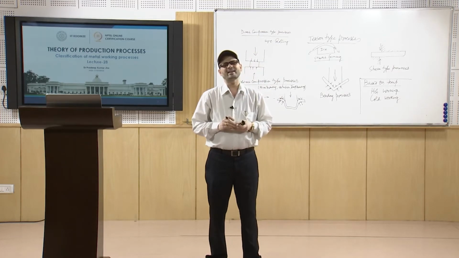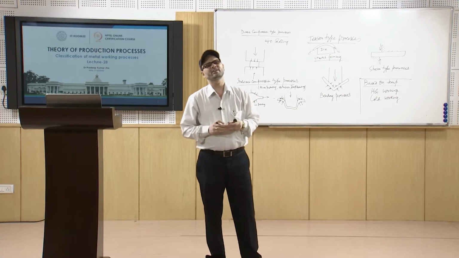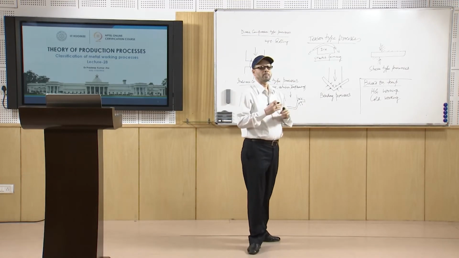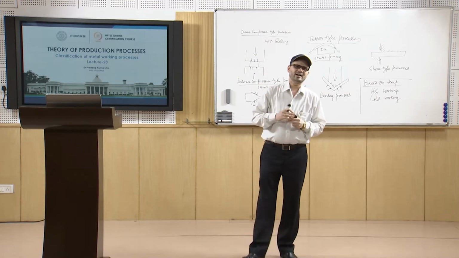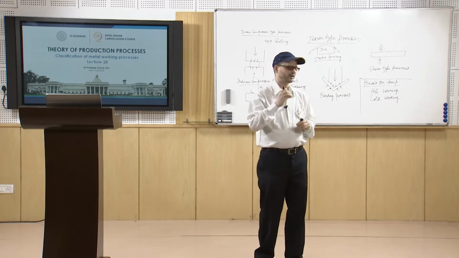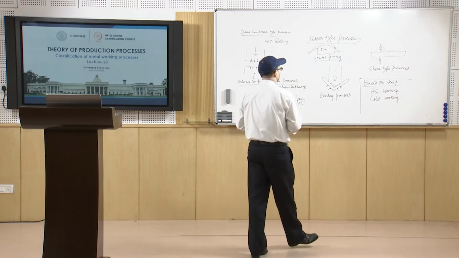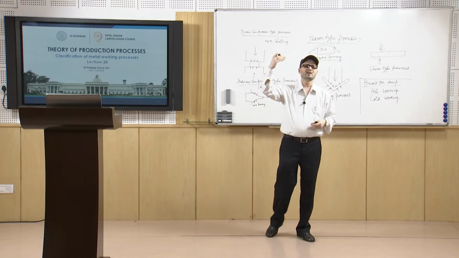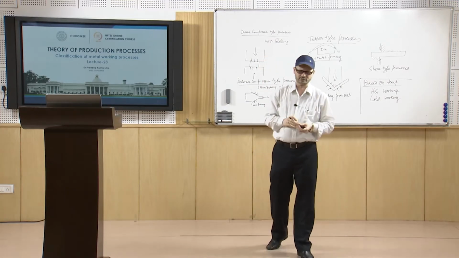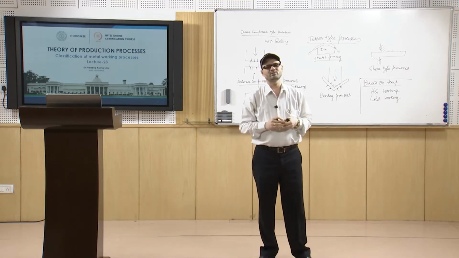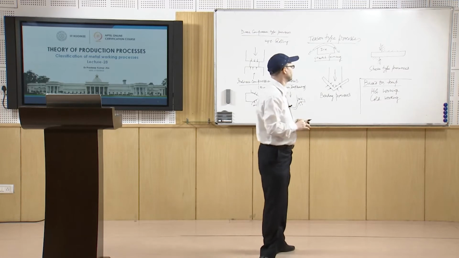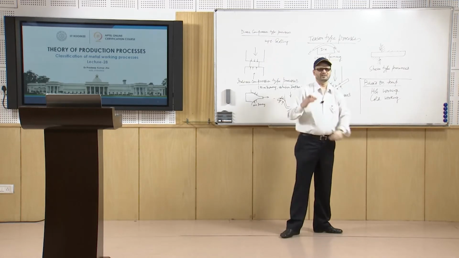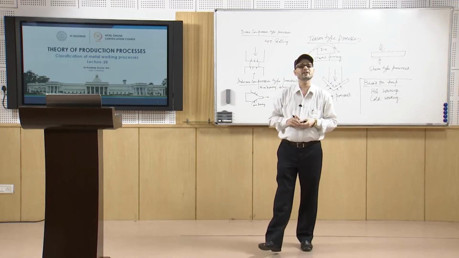Then again, the classification is based on the strain rate. Sometimes the working goes on at a very large velocity, so the ram velocity will be quite large. You have normal processes, and some processes like HERF, high energy rate forming, where the deformation takes place at a very high velocity and strain rate.